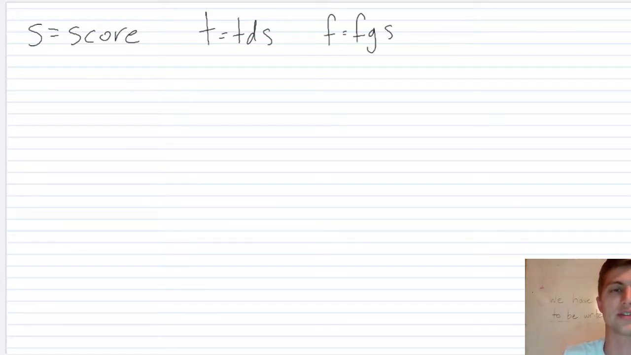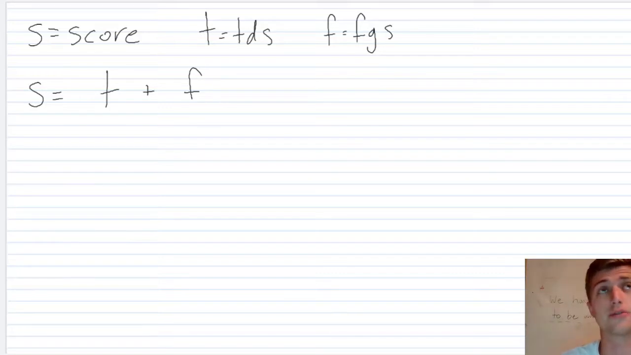Now, how do we write this sentence? So, score equals the number of touchdowns plus the number of field goals. Now, if we were to do it like this, if they scored 1 touchdown and 1 field goal, how many points should they have? They should have 10, right? But if we were to substitute it right here, we would have 1 plus 1. So what are we missing? Well, for every 1 touchdown they score, how many points do they get? They get 7. So, right up here, instead of just having a T, we can have 7T. So 7 points times the number of touchdowns plus 3 points times the number of field goals.